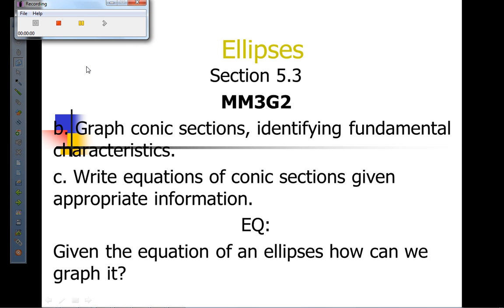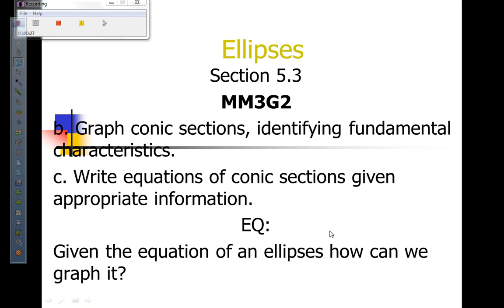Alright, today we're going to be looking at ellipses, which we have our two standards here. One, we're going to graph them, and we're going to write the equations of them given information. So we're going to be able to take an equation and pull it apart, and we're going to take given information and put it back into an equation. Alright, so given the equation of an ellipse, how can we graph it?